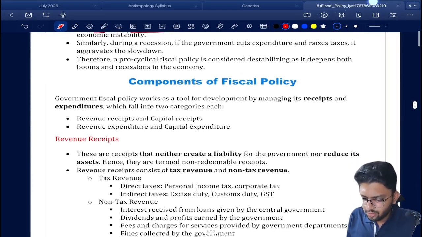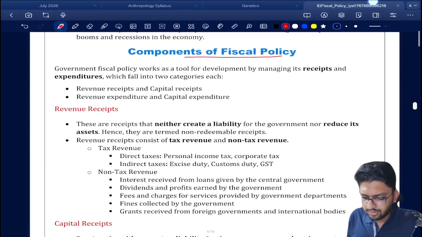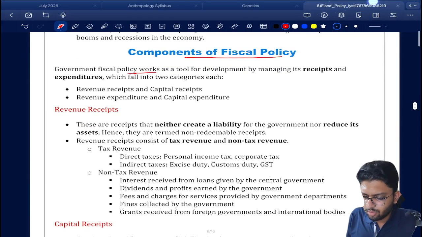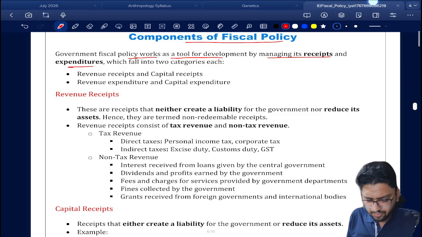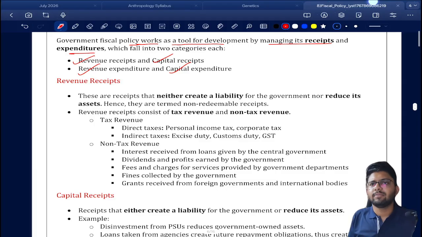Then we have components of fiscal policy. Government fiscal policy works as a tool for development, managing its receipts and expenditures. We have 2 categories: revenue receipts, capital receipts, revenue expenditure, capital expenditure. So let us keep things simple and not complicate things.